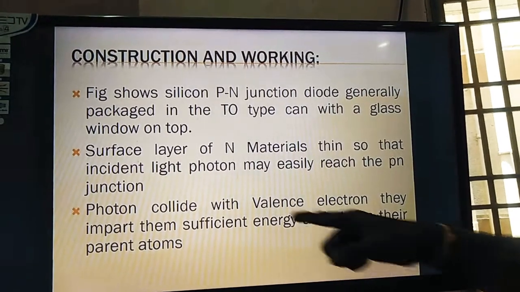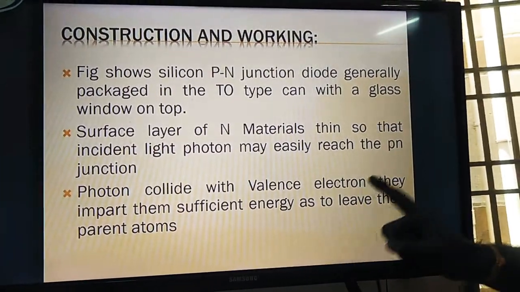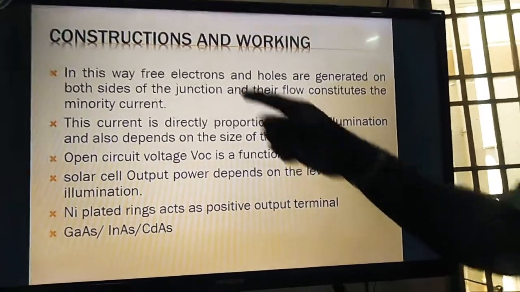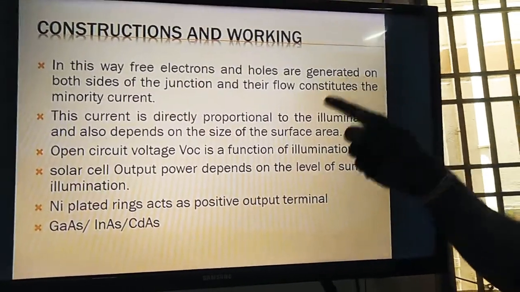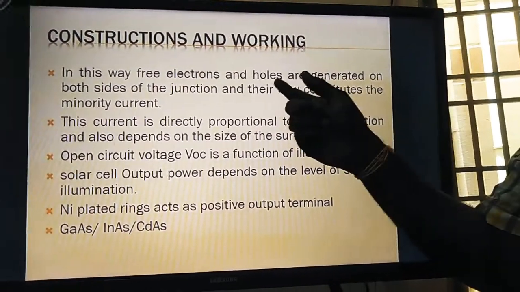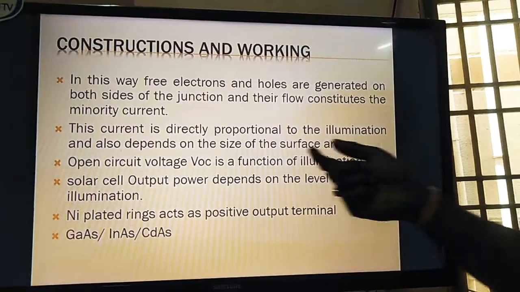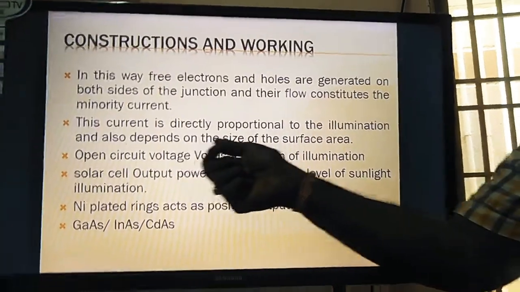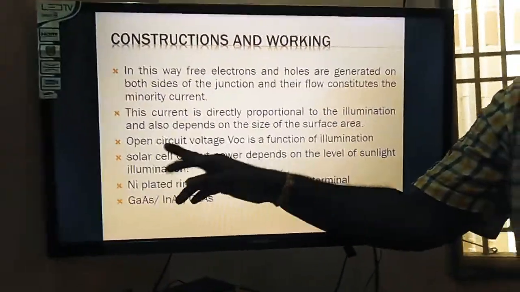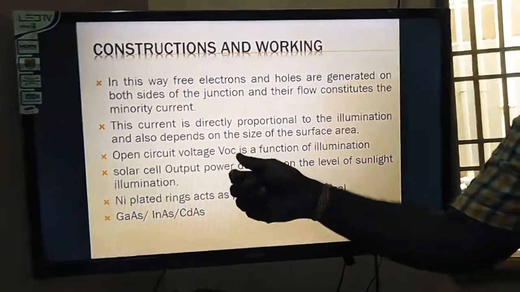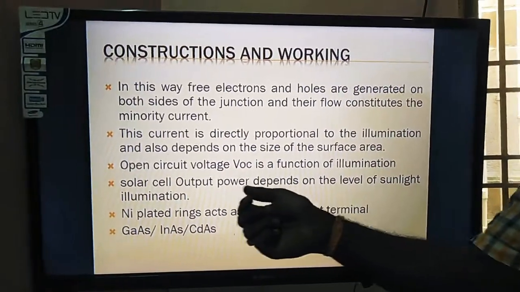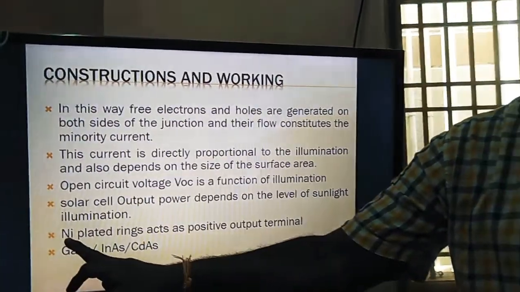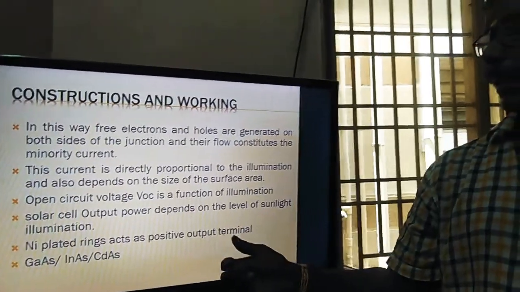So this is our explanation. If a photon collides with a valence electron, it imparts sufficient energy for the electron to leave its parent atom. In this way, free electrons and holes are generated on both sides of the junction, and their flow constitutes the minority current. This minority current depends purely on the illumination of light and the size of the surface area. We also discussed the open circuit voltage, which is a main function of the illumination. Solar cell output power depends upon the sunlight illumination. Here the nickel plated ring acts as the output terminal.